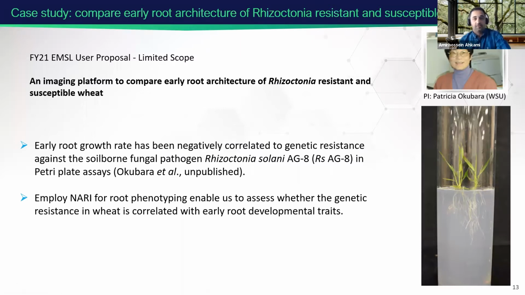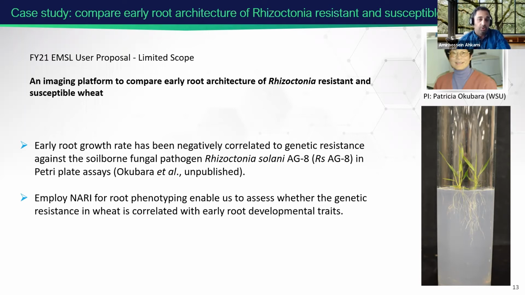Okay, so for example, we just worked with an EMSL user, Patricia Akebora from Washington State University, to study early root architecture of rhizoctonia-resistant and susceptible wheat plants. In her preliminary studies, Pat showed early root growth rate has been negatively correlated to genetic resistance against the fungal pathogen rhizoctonia. And that study was conducted in Petri plate assays.